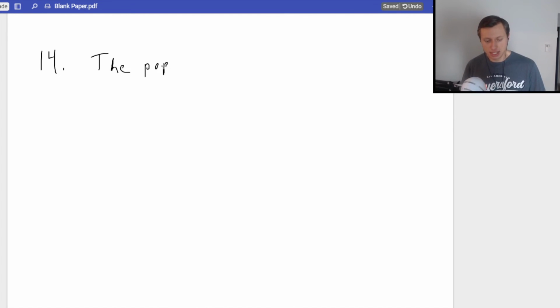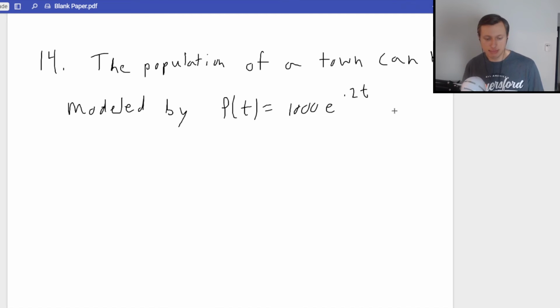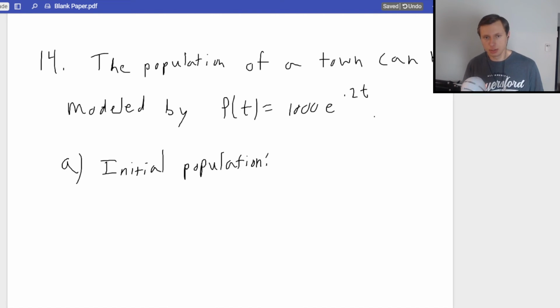The population of a town can be modeled by P of t equals 1000 e to the 0.2 t power. Okay, that's the initial question. Part A. What is the initial population?